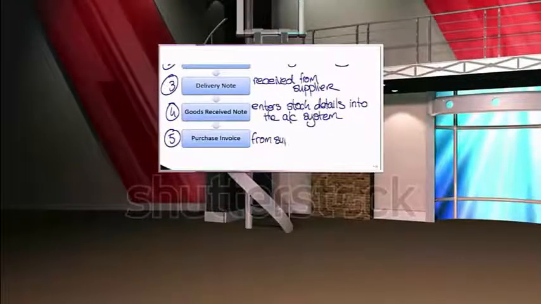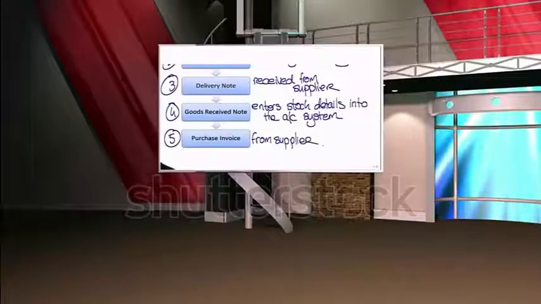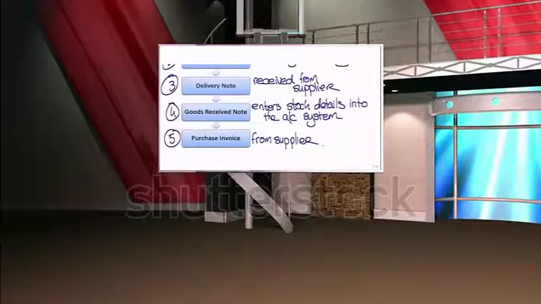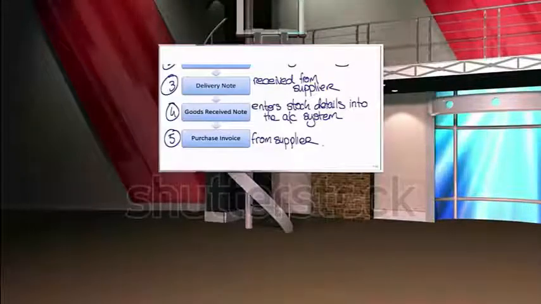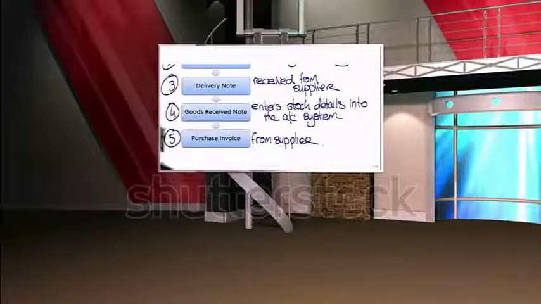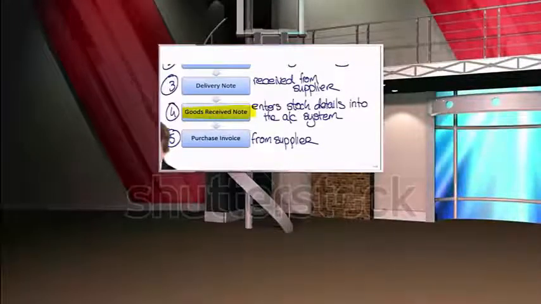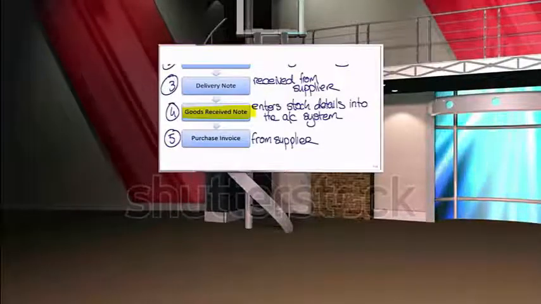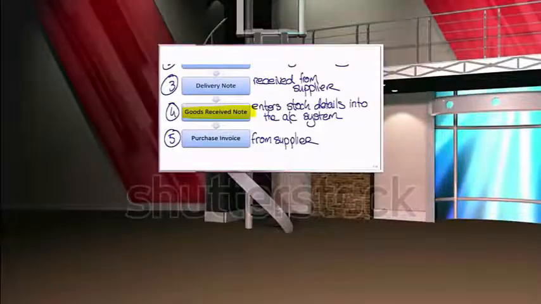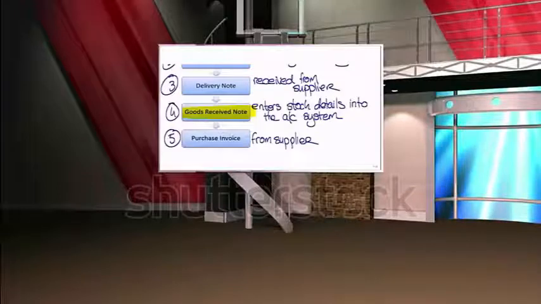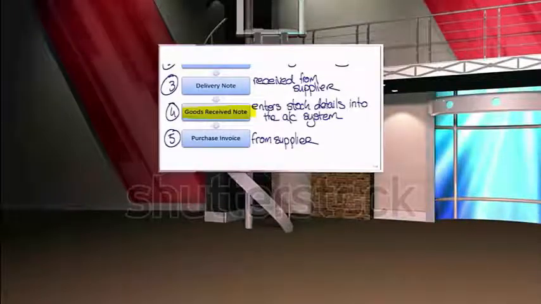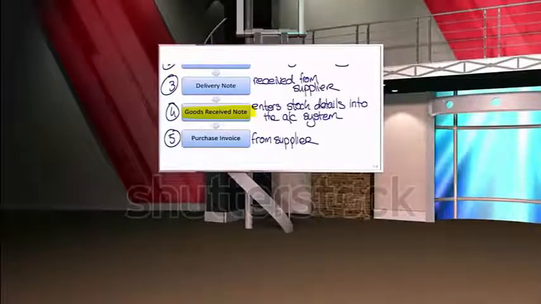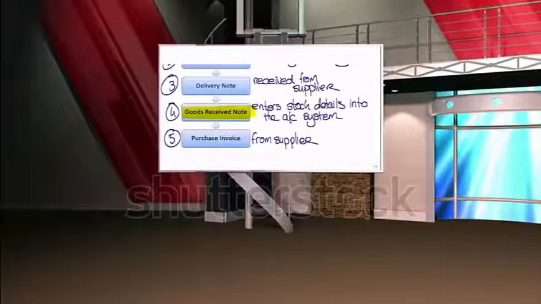The supplier will send us a purchase invoice to our accounts payable department, which we will pay at some point in the future. So that's our materials ordering process. Note that we mentioned our goods received note, where we update our accounting system to record the receipt of this stock and the value of the stock. Every time we receive stock or if we sell stock, we record that into our accounting system. So whenever there's a movement in our inventory, that goes into our accounting system.